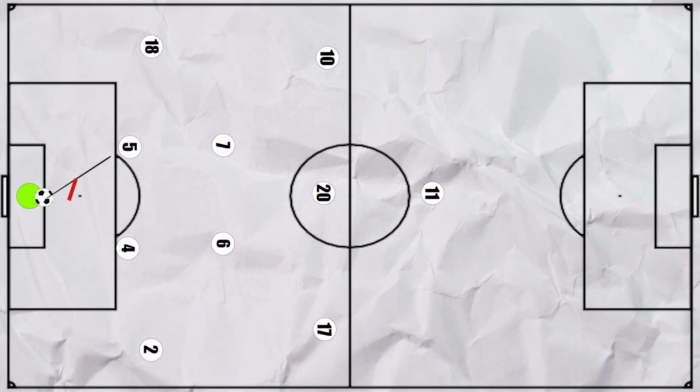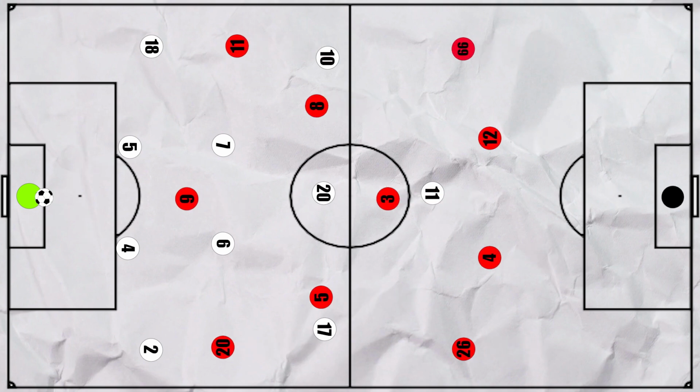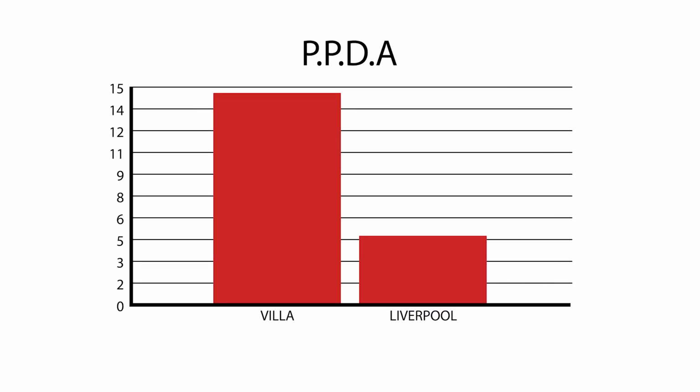But what did Villa look to do in controlled possession? Well, they weren't overly concerned with keeping possession in deeper areas, as Liverpool pressed high up with a PPDA of just over 4. They even got a chance in this manner.